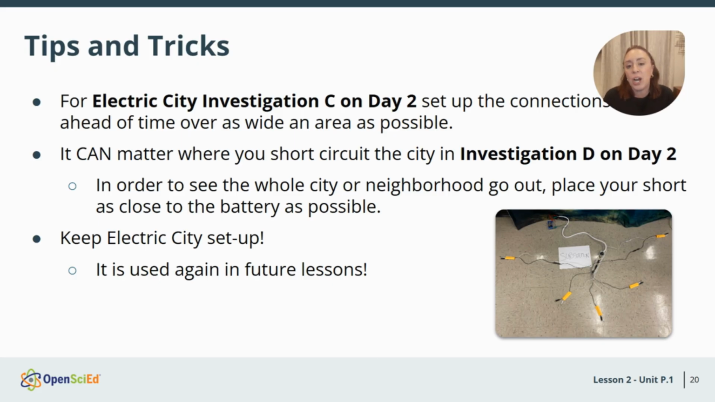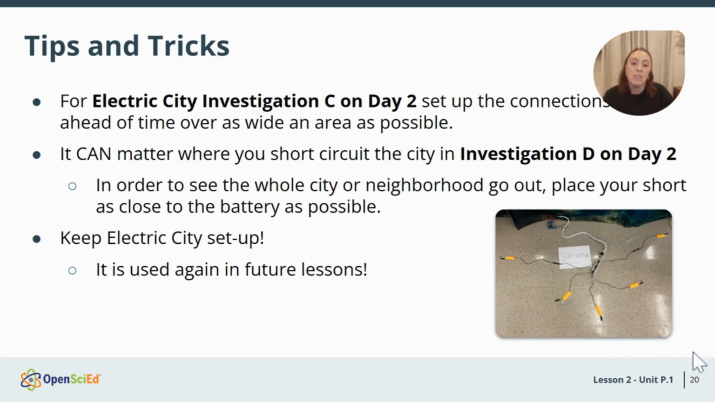Additionally, for your electric city, you want to keep this set up and you want to test this ahead of time. And it can matter where you are shorting your circuit. So you want to test that out again ahead of time. If you want to see the whole city or a whole neighborhood go out, then you want to make that short closer to the actual battery. Practice doing that before you do this together with your students.